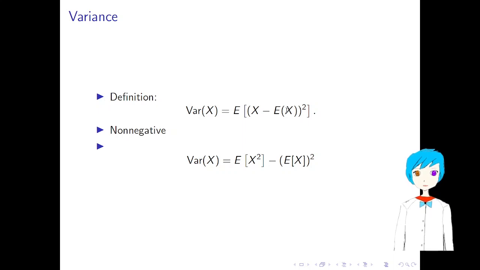The variance of a random variable is 0 if and only if the random variable takes a constant value almost surely, that is with probability 1, under some specific assumptions.